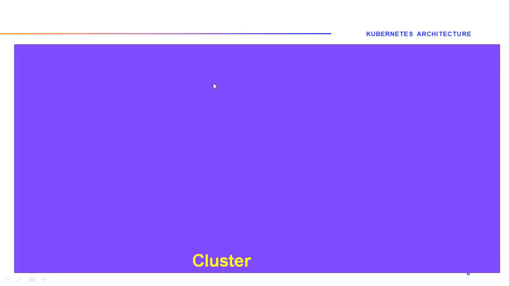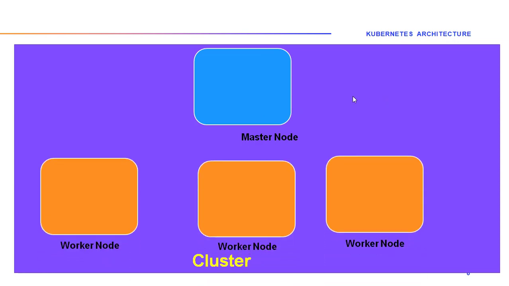Now let's move to the Kubernetes architecture. Here we can see that we have one cluster, the Kubernetes cluster. So what is a cluster? Under the cluster, we have nodes. We can have one master node and then multiple worker nodes. So a cluster is a collection of nodes. Now, what is the role of master nodes and worker nodes?